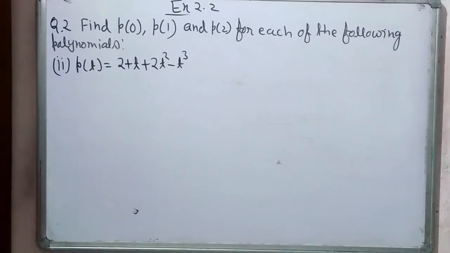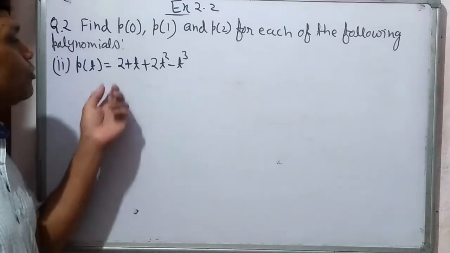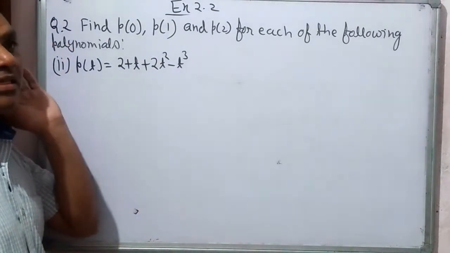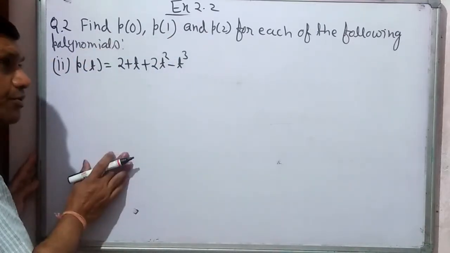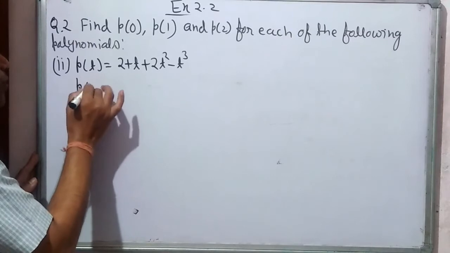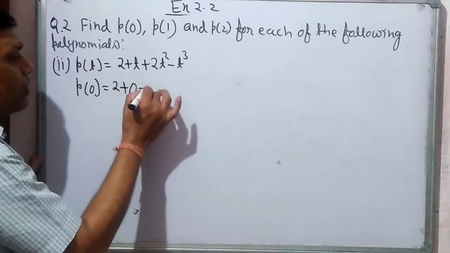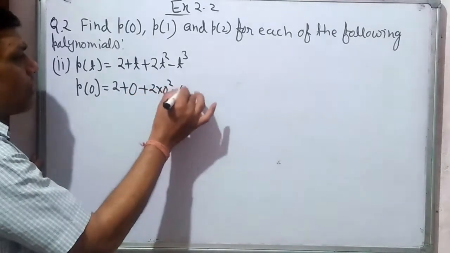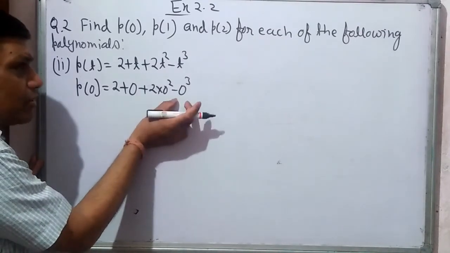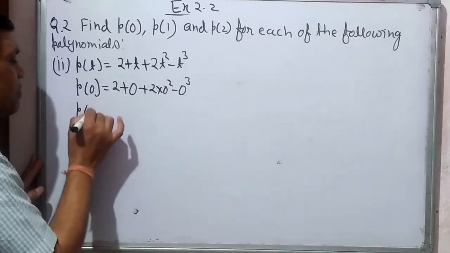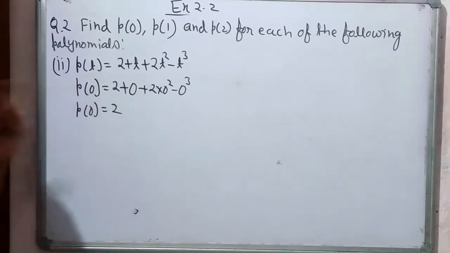The second part of this question is a polynomial in t, which is 2 plus t plus 2t square minus t cube. And we have again to find P0, P1 and P2. The first part will be putting 0 in place of t. We will get 2 plus 0 plus 2 multiplied 0 square minus 0 cube. This will be 0, this will be 0, this will be 0, only remaining will be 2. So the polynomial's value at t equals 0 will be 2.